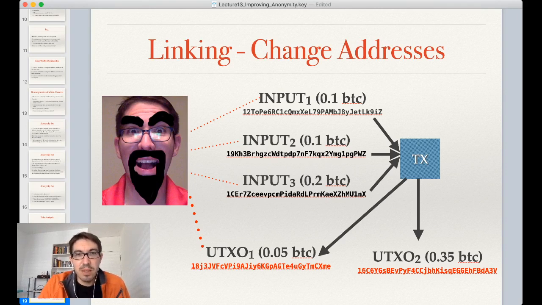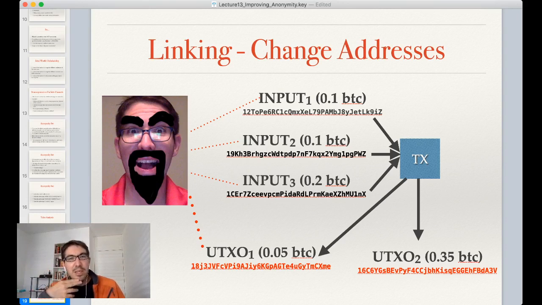And I'm going to send back this 0.05 Bitcoin to a new address, 18J, UTXO sub 1, below. And I will send the actual payment I'm making to 16C, UTXO sub 2, to that address. Well, if I had sent this change back to one of the previous addresses I've already used, now I've just let people know one bit of information about this, that it is in fact a change address. Here, there's no reason.